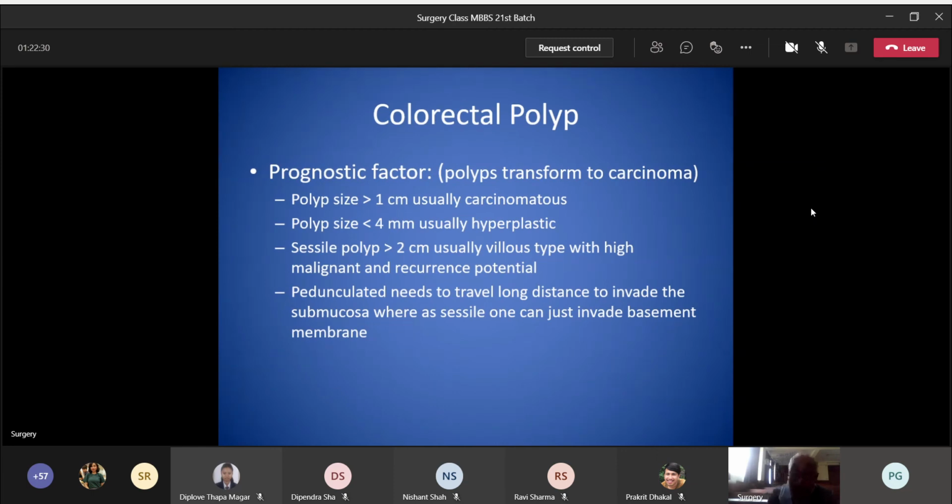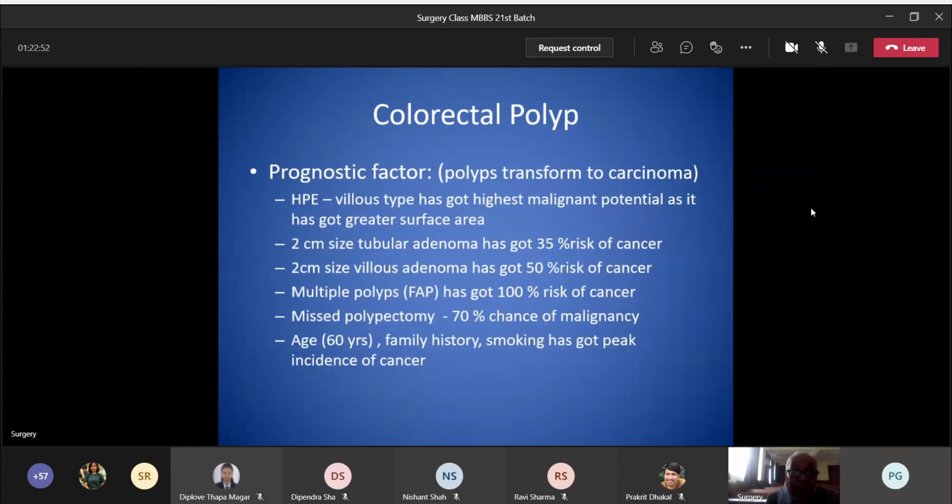That's why you have to see if the polyp size is more than 1 centimeter, they are more carcinomatous. If they are less than 4 millimeter, usually hyperplastic ones. Sessile more than 2 centimeter, they are more dangerous than the pedunculated ones. The sessile one has more malignant potential.